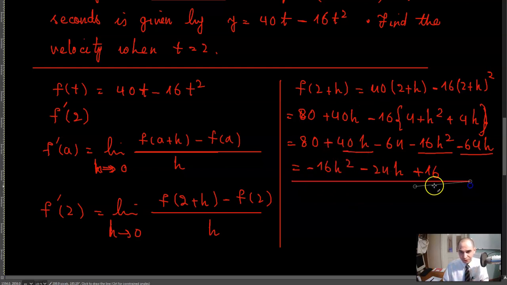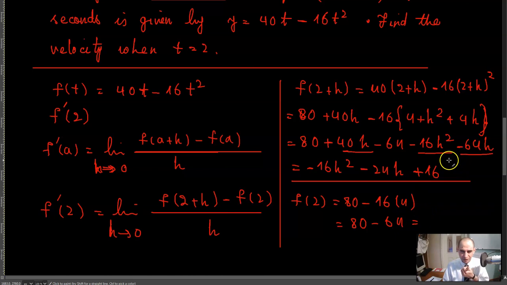And f of 2 would be the same thing as, based on this, 40 times 2, which is 80, minus 16 times 2 squared, which is 4, which is the same thing as 80 minus 64, which is 16, right?